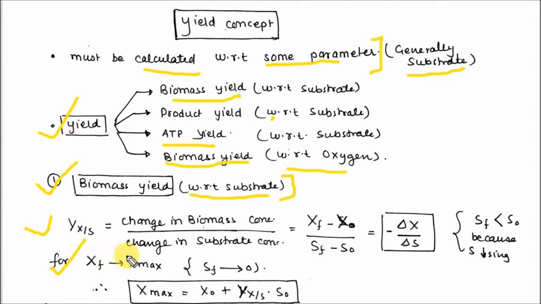For x maximum, sf tends to 0, that is final substrate concentration must be 0. That means all the substrate is consumed by the microbes. Then x final tends to x maximum. You manipulate this equation and you will get x maximum, that is x naught plus Yxs into s naught.